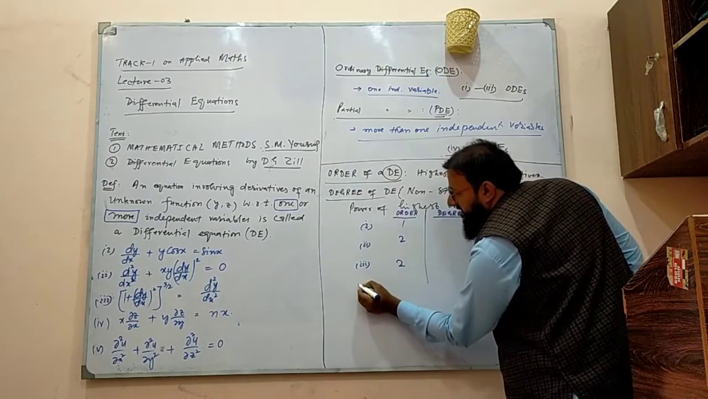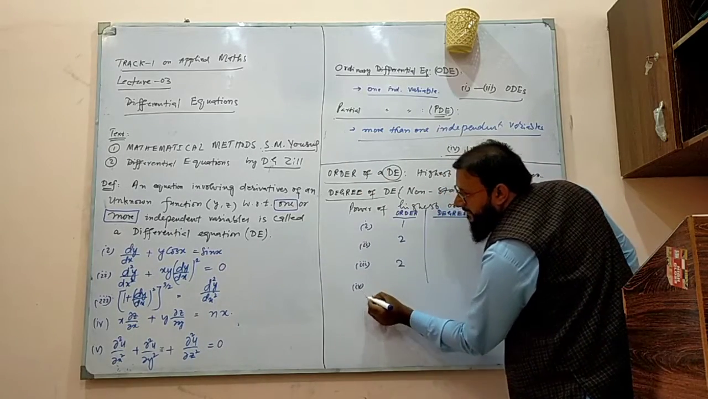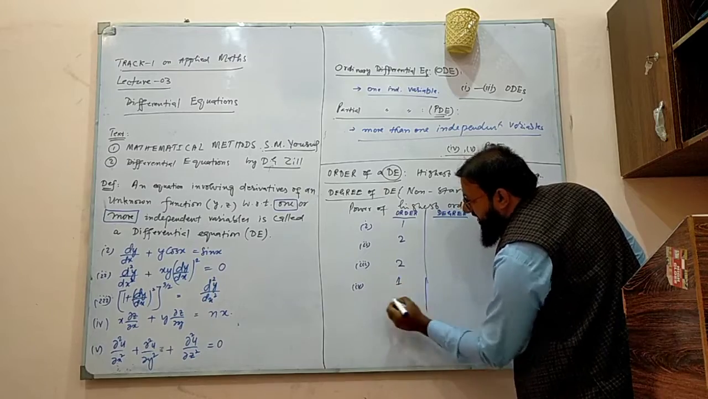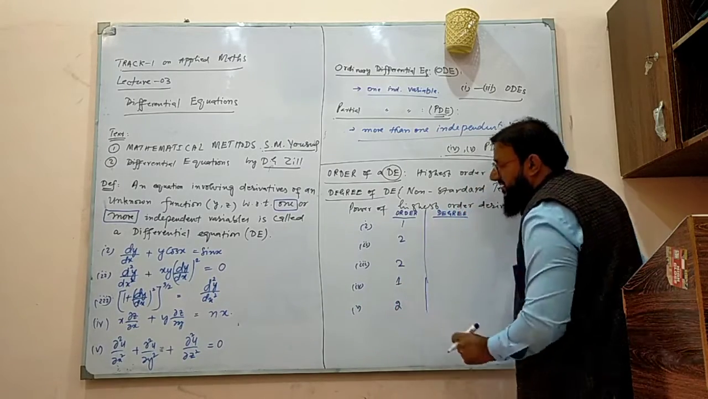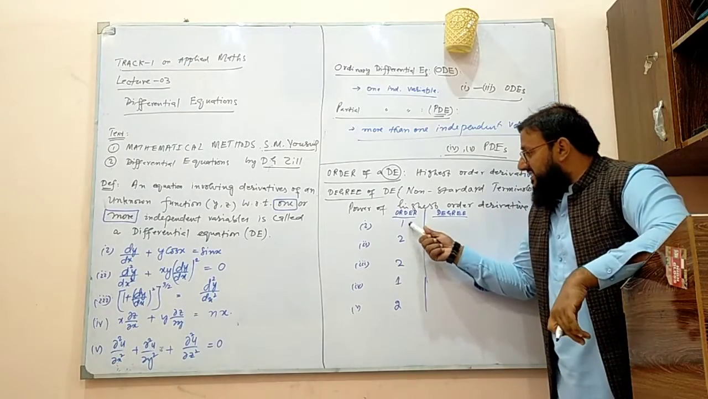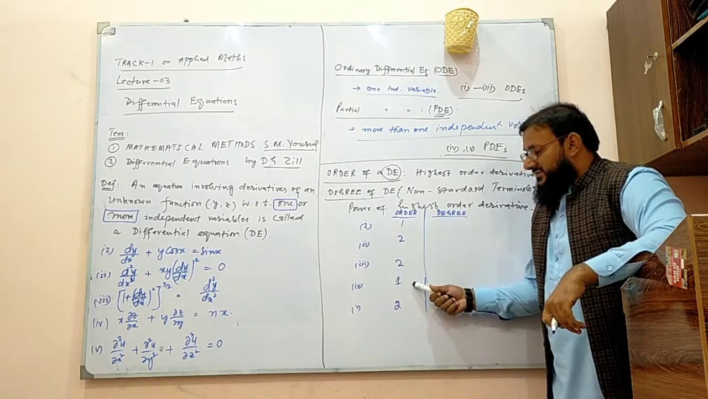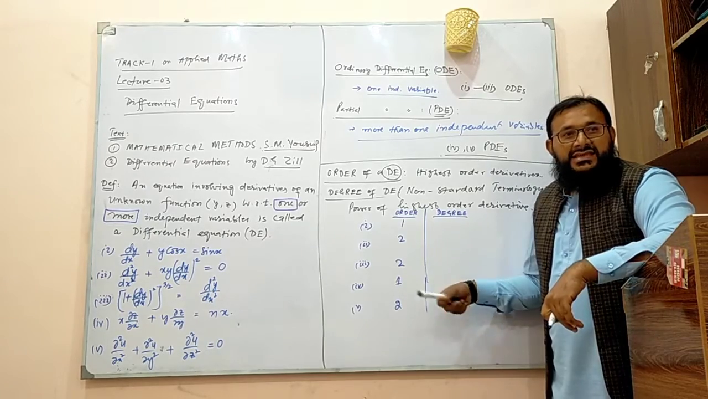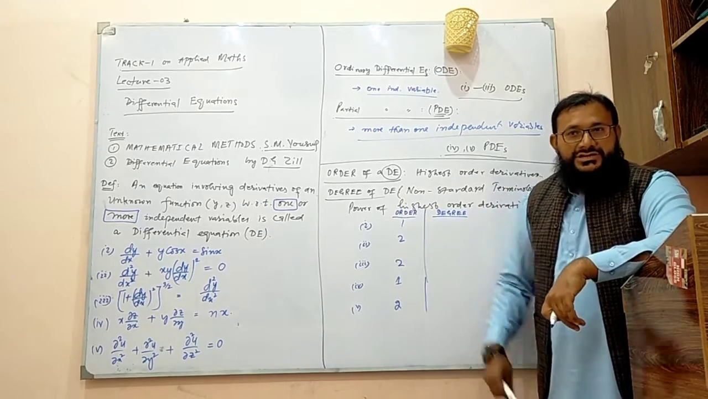And what is the order of the fourth one? 1. First order differential equation. And what is the order of the fifth one? Second order. So these are the orders for differential equations. It is relatively easy to solve first order differential equations as compared to second order or third order and so on.